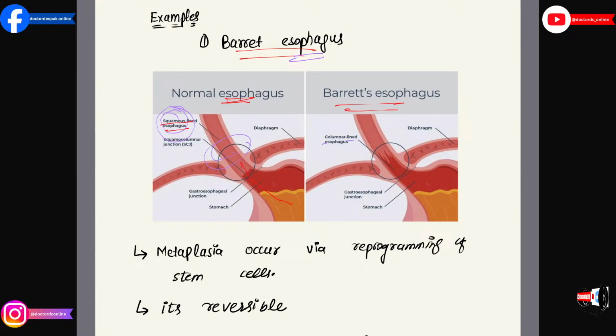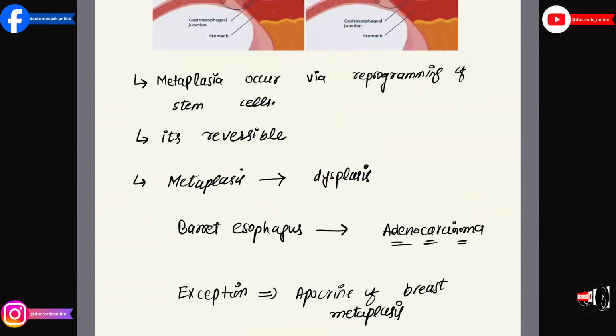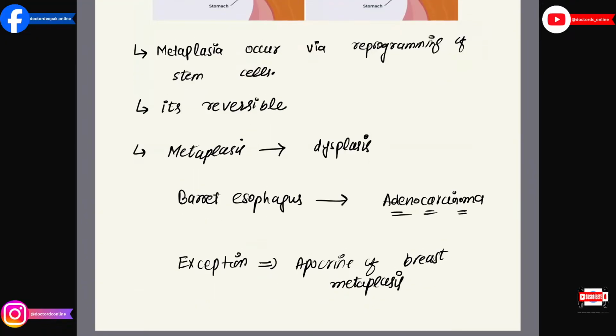So just keep in mind. Another thing they can ask you is how the metaplasia will occur. Basically, metaplasia will occur with the reprogramming of stem cells. So keep in mind, this is an important MCQ: how can metaplasia occur? It can occur with the reprogramming of stem cells. And another thing, always keep in mind, metaplasia is reversible.